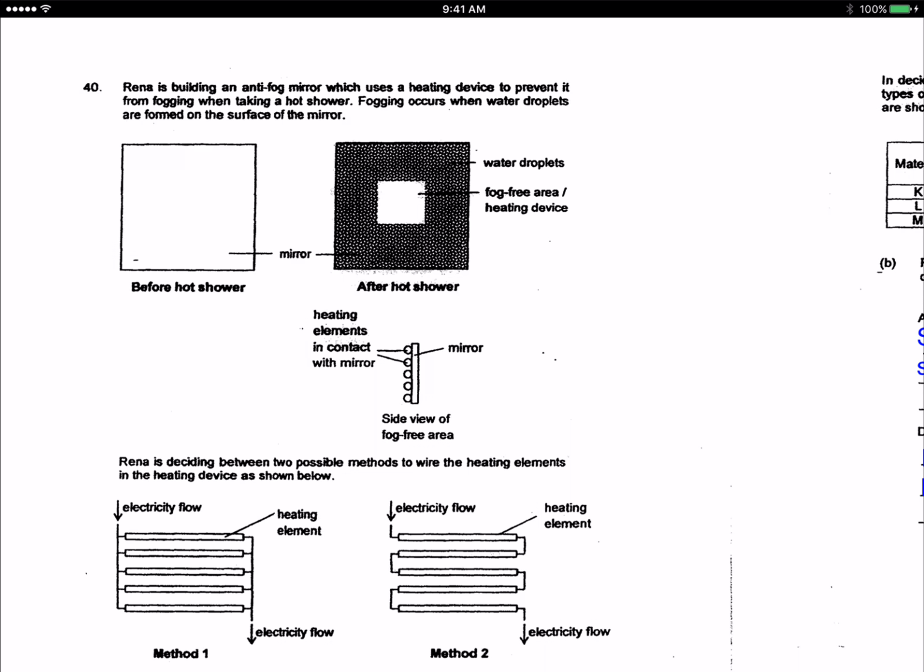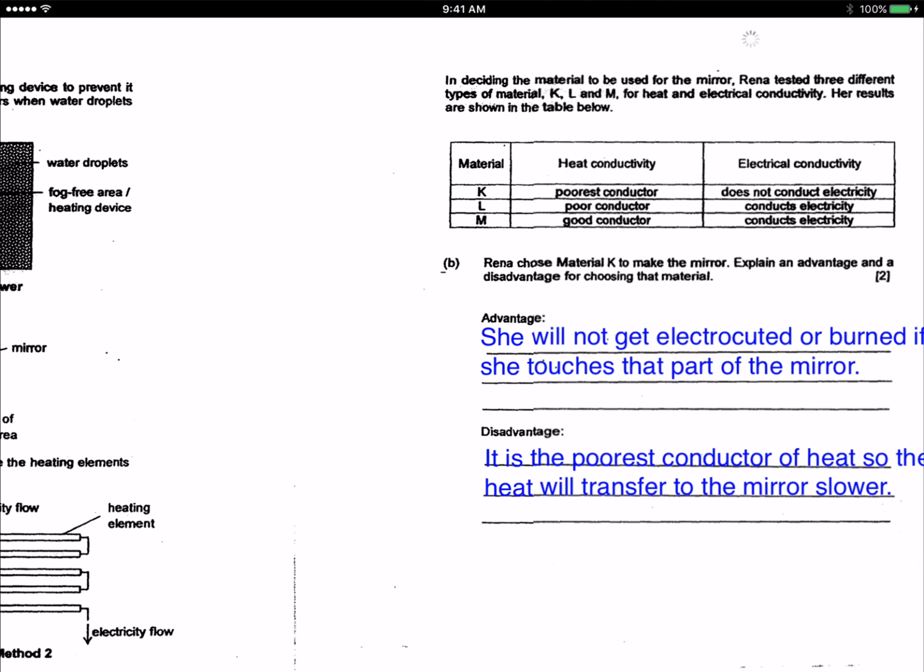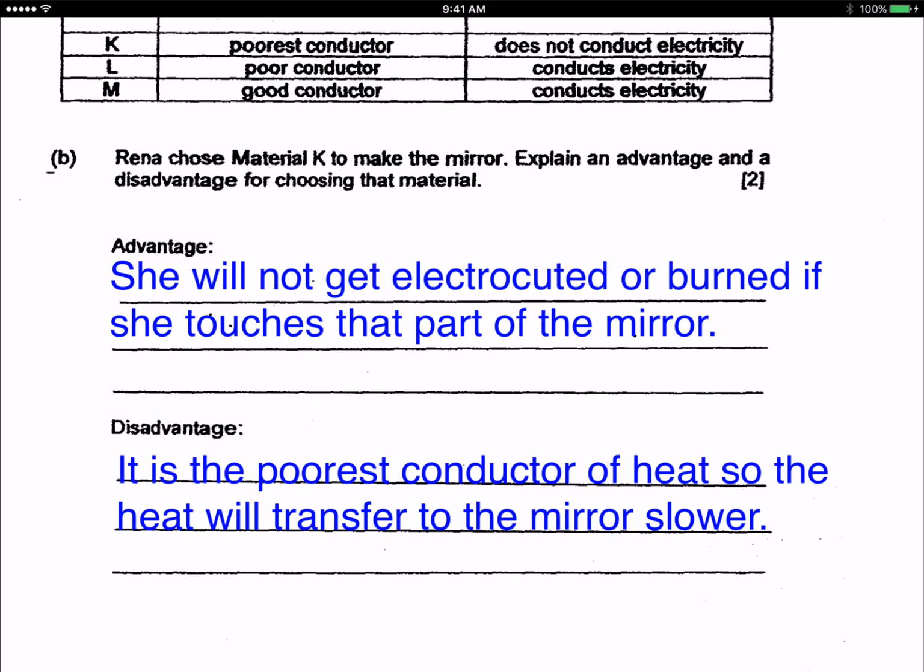If your parents are driving, you see these lines on the windscreen. What are those lines for? Heating element. Okay, prevent fogging. So if they use this material, it's a poor conductor of heat. It will not prevent fogging.